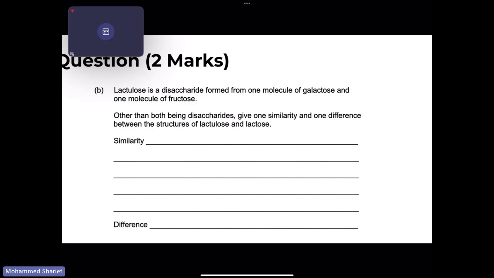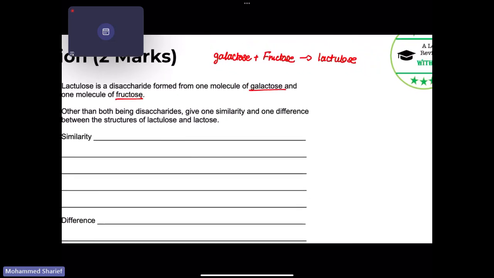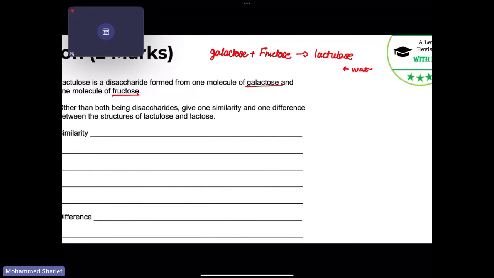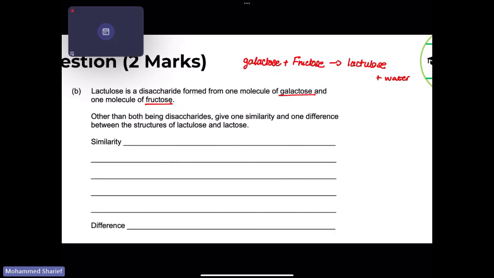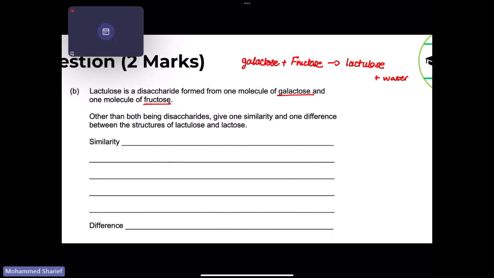So lactulose is a disaccharide. It's formed from galactose and fructose. So if we were to write that in a chemical reaction form, we've got galactose and we've got fructose, and that's forming lactulose, and it will also form water. Okay. We need to compare one similarity and one difference between the structures of lactulose and lactose.